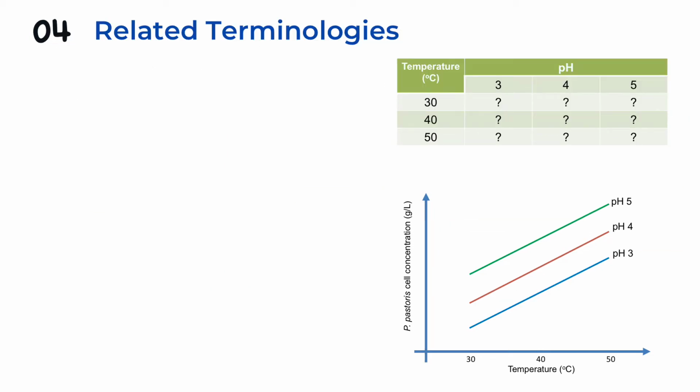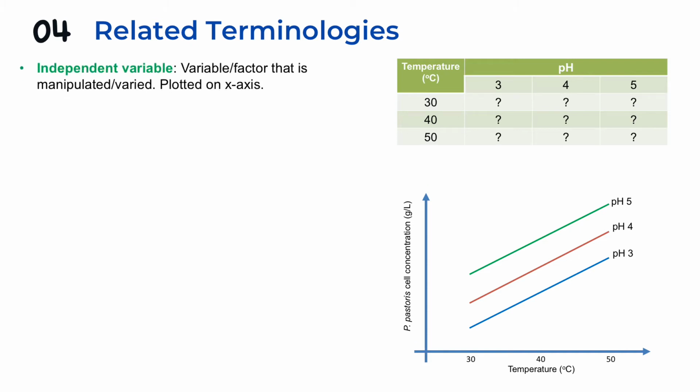The next topic is related terminologies. Let's have a look at some terminologies that we will refer to when we talk about factorial design. The first terminology is independent variable. It is defined as a variable or factor that is manipulated or varied, and it is plotted on the x-axis. For example, in this case, we have two factors or two independent variables, namely temperature and pH, and you can see that temperature is plotted on the x-axis, but as I mentioned just now, you can also plot pH on the x-axis.